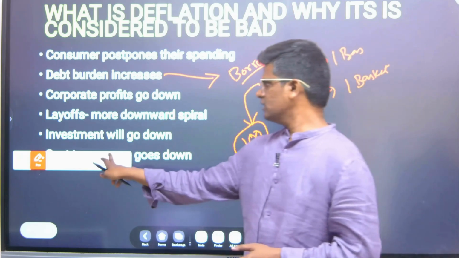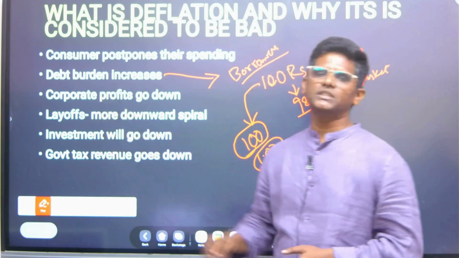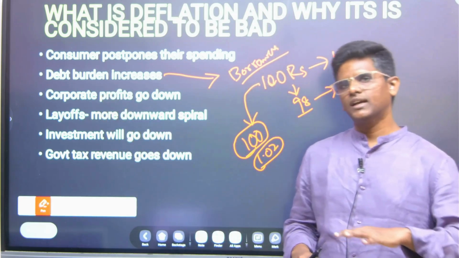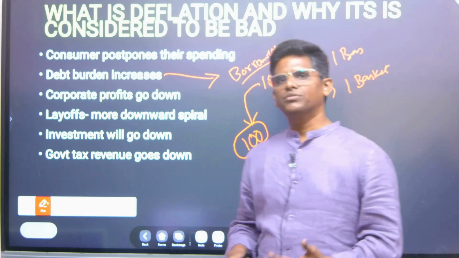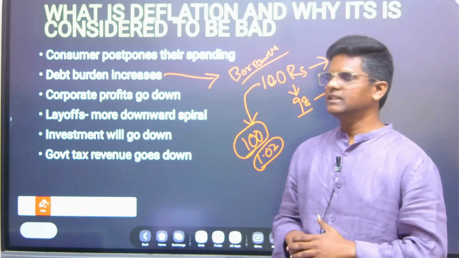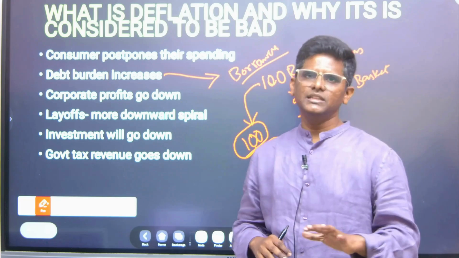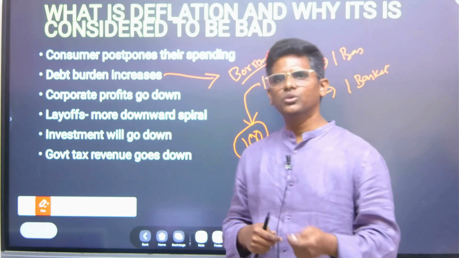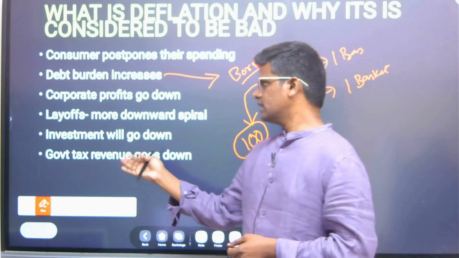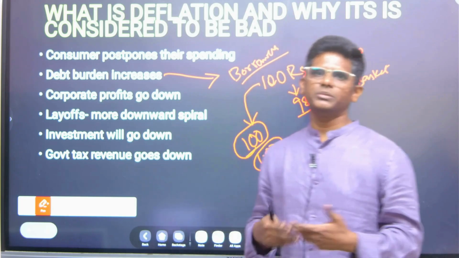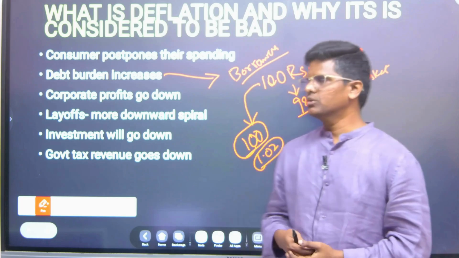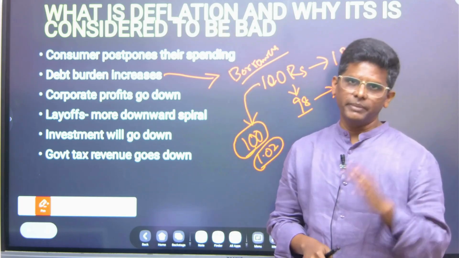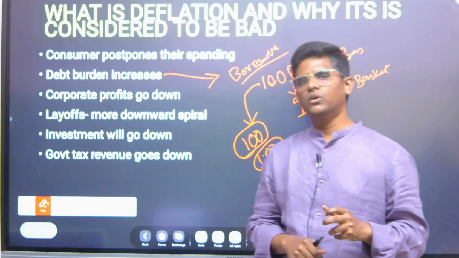And investment also will go down because as the profits are going down, the investors will think the economy is not in good condition to make profits, and the entire climate is in a negative mode. So obviously they want to postpone their investments. So that also works against the economy. And government tax revenue also will go down because the entire business is in negative.